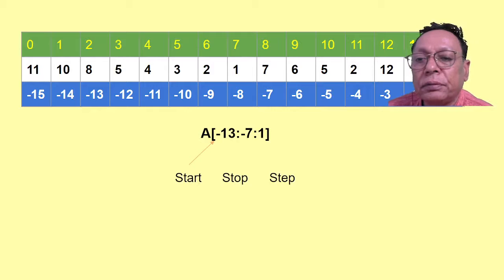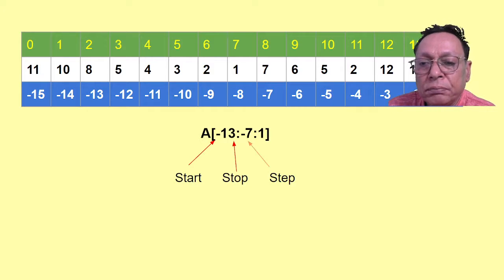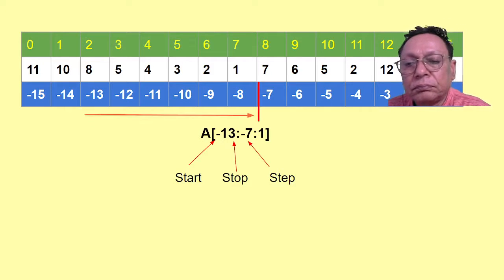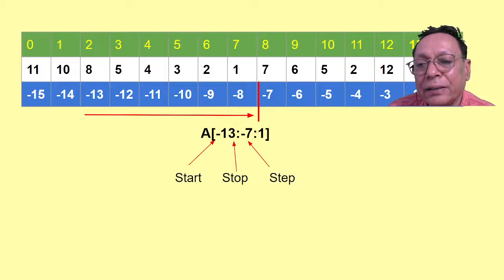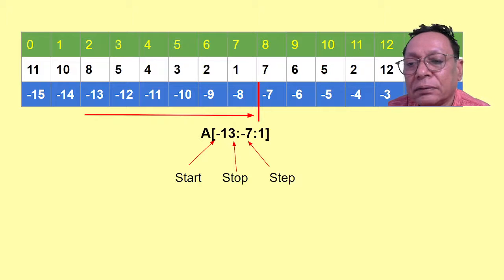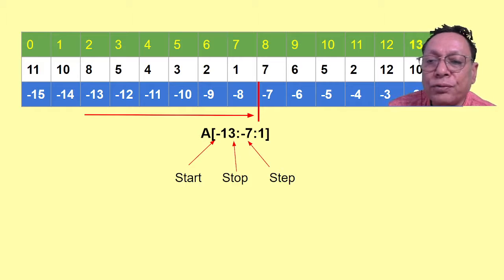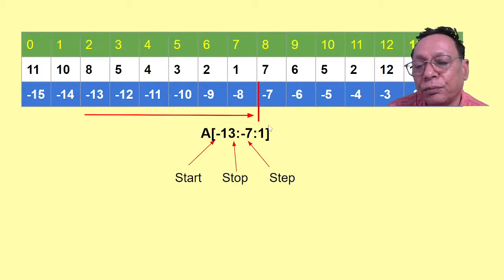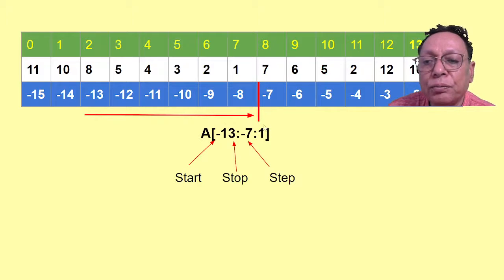Next, suppose we have the indexes -13 to -7. It means the starting index is -13, the ending index is -7, and the step is 1. Because the step is positive, you have to move from left to right, and that is why we move from -13 to -7.